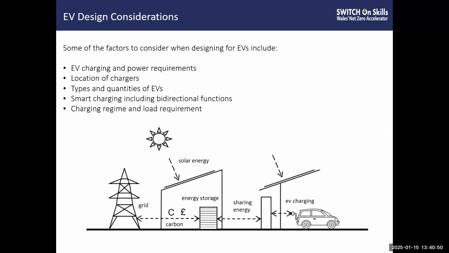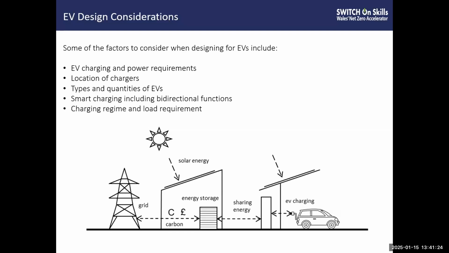Some factors to consider when designing for electric vehicles include EV charging requirements should be determined before sizing the energy generation and energy storage systems. You should be able to identify the power requirements in order to inform the electrical design, and also the location of chargers in relation to the building and the electrical connections. So all this needs to be thought about, including the site layout as well.